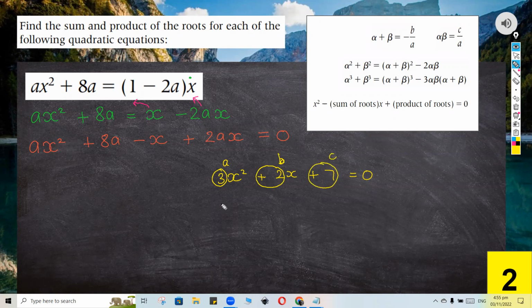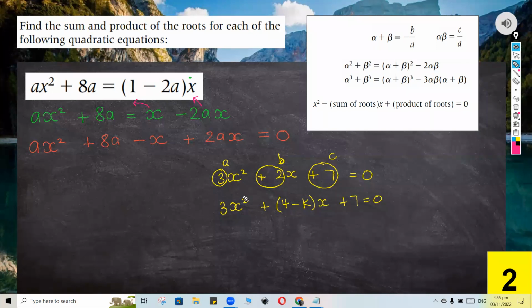I think that's standard knowledge by now. But what about this? If I have 3x squared plus open brackets 4 minus k, I'm just saying something weird like that. And I ask you how much is A? Well, whoever is touching x squared is A.